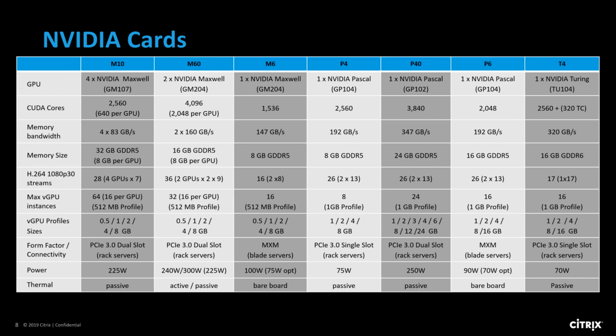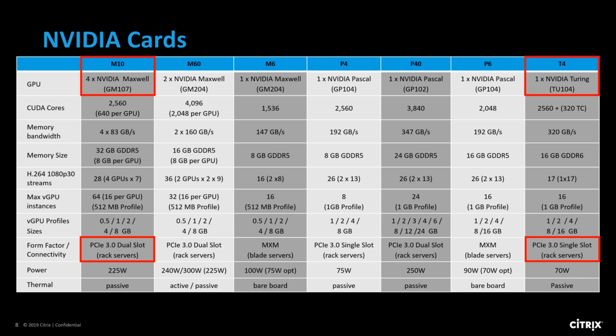So you need to consider a few topics when you choose your card. For example, if you look at the M10, the M10 is a dual slot card, but on this card, there are 4 GPUs available. On the other hand, you have the T4. It's a single slot card, but only with 1 GPU. So if you think about it, on a slot with an M10, you have 2 GPUs. On a slot with a T4, you only have 1 GPU.